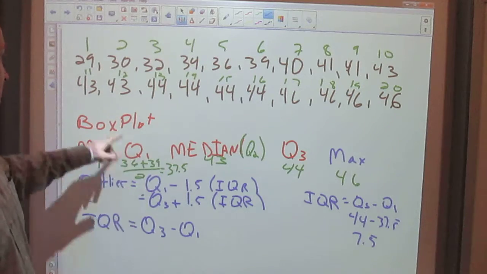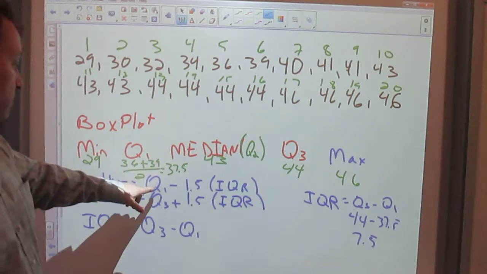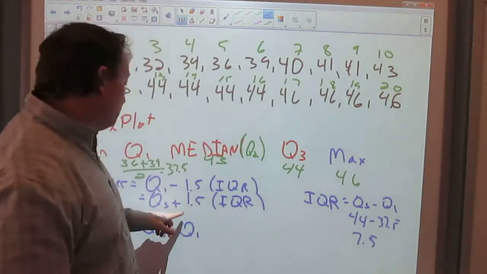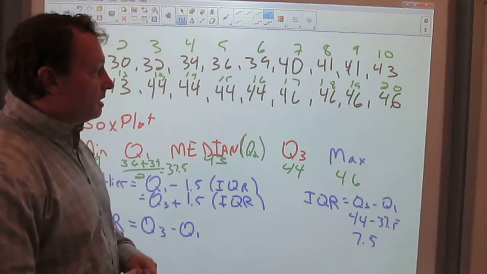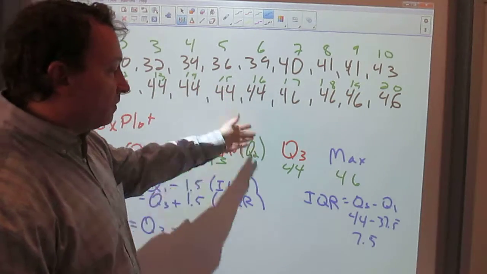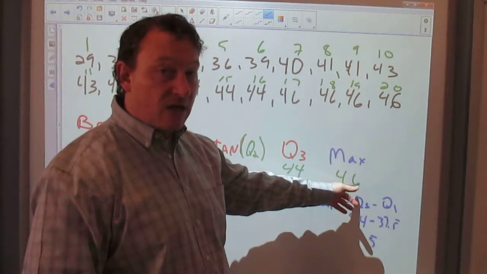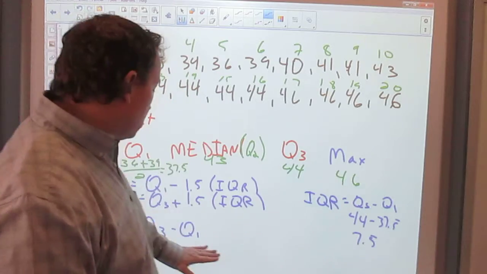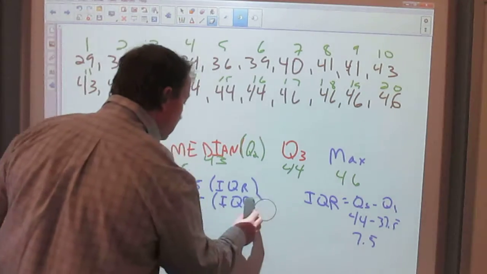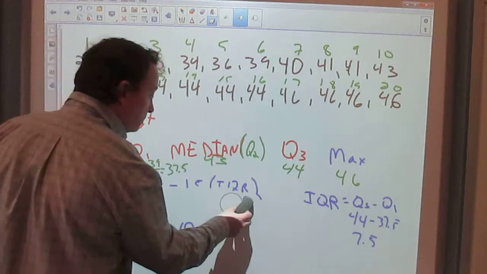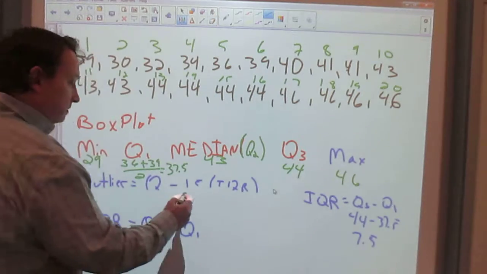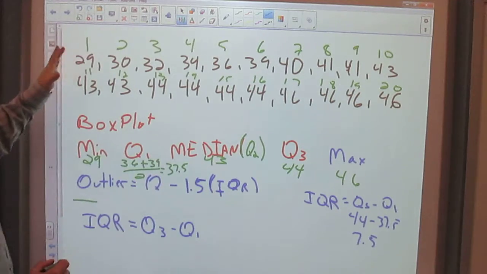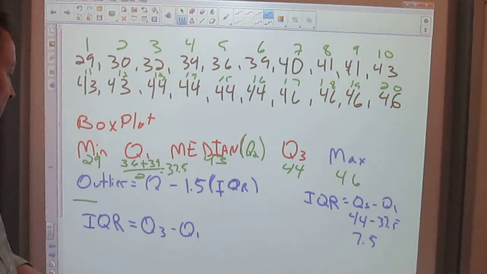So we just got to figure out if this is smaller than Q1 minus 1.5 times 7.5, or if this is bigger than Q3 plus 1.5 times 7.5. Now, since my quarter 3 is 44, if I add 7.5 times 1.5, 46 is not bigger than that. I'm not going to have to worry about this one in this particular data set. But I may have to worry about the smaller one because 29 is far away from 37.5.